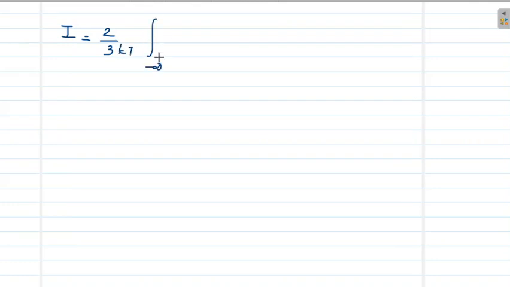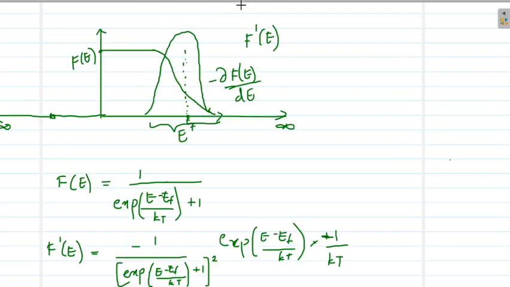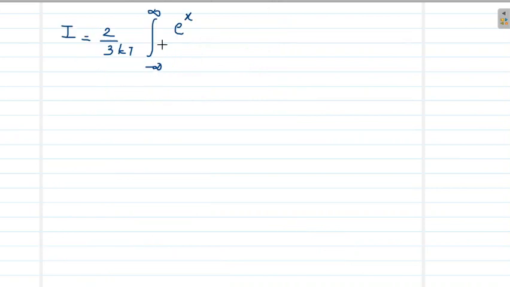integral minus infinity up to infinity into e raised to x. Instead of e minus ef by kt, I am substituting x. How did the 0 to infinity limit change? Because first we substituted minus ef by kt, then due to the argument that minus dou f by dou e has value around only a short range, changing the integration from minus infinity to plus infinity will not change the value, we change the limit as minus infinity to infinity.